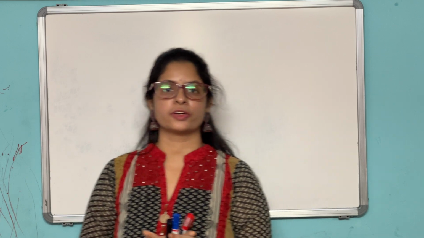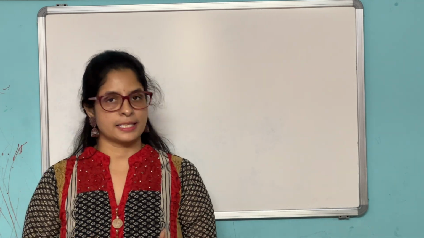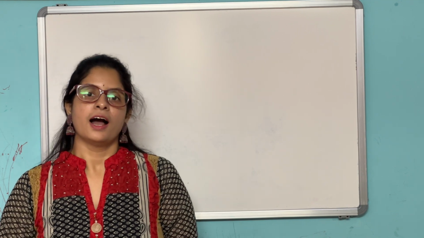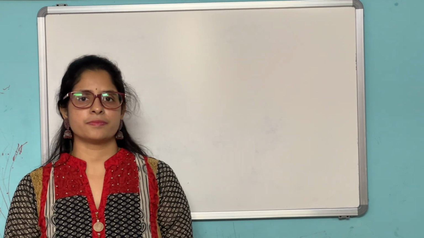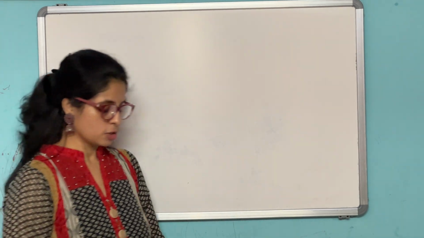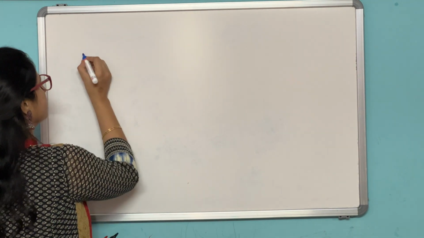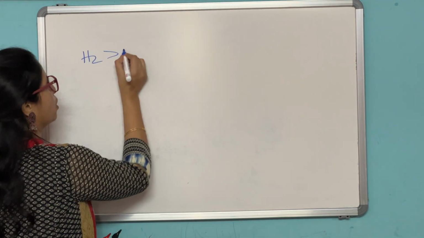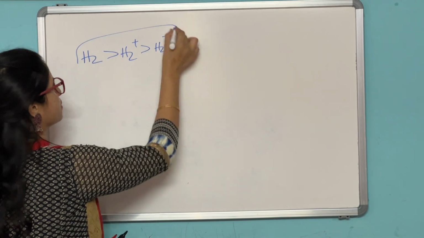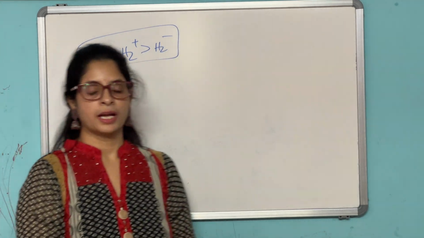In the last video we discussed the postulates of molecular orbital theory and the LCAO approach, and we discussed the stabilities of H2 minus, H2 plus and H2. So what is the stability order? We have discussed this one.